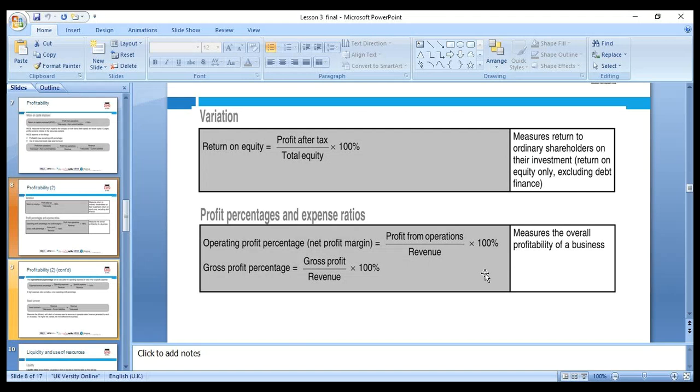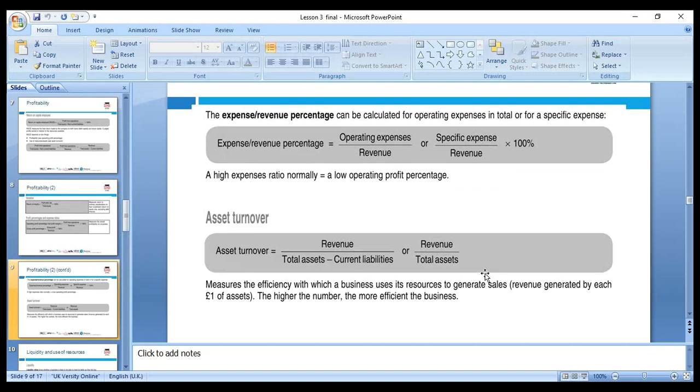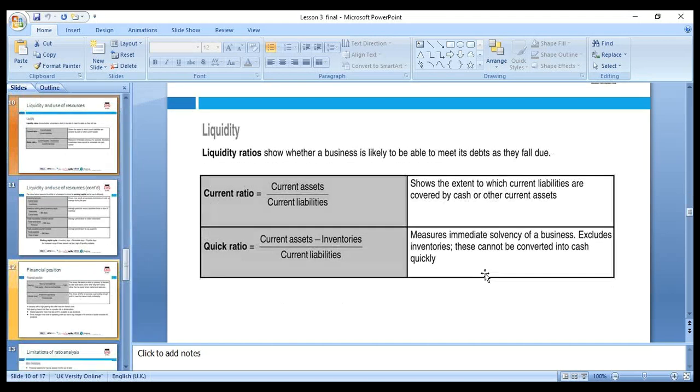And then return on equity means how much share capital we invested and how much profit we generate against it. And we can calculate expenses and revenue percentage. We can calculate asset turnover. Then we have two liquidity ratios: current assets divided by current liabilities, which we can calculate as well.